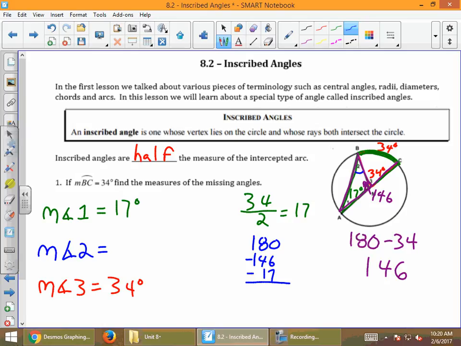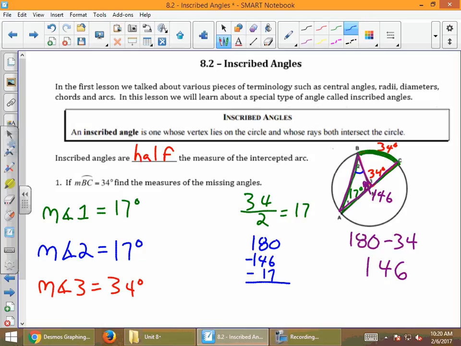Probably more than one person answering this. Lots of you guys have calculators. This is also 17 degrees. If you used the remote interior angles, I'd say, well, 17 plus what equals 34? 17 plus 17 equals 34.